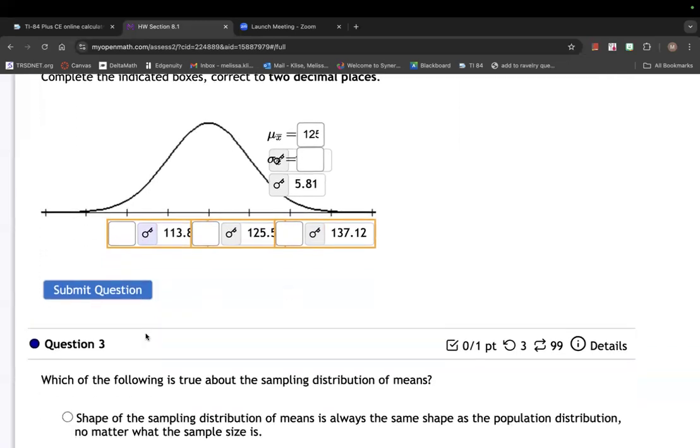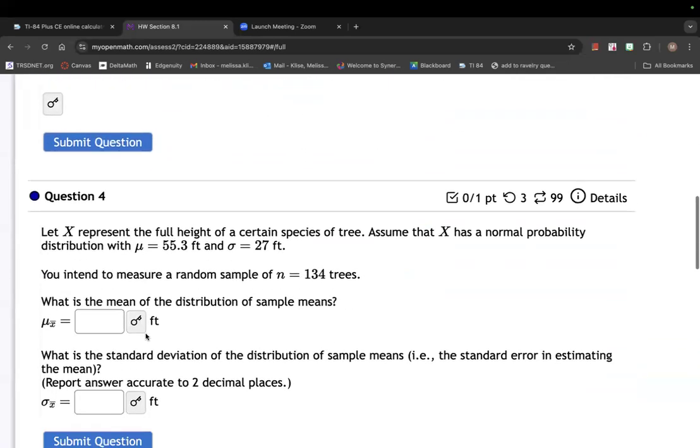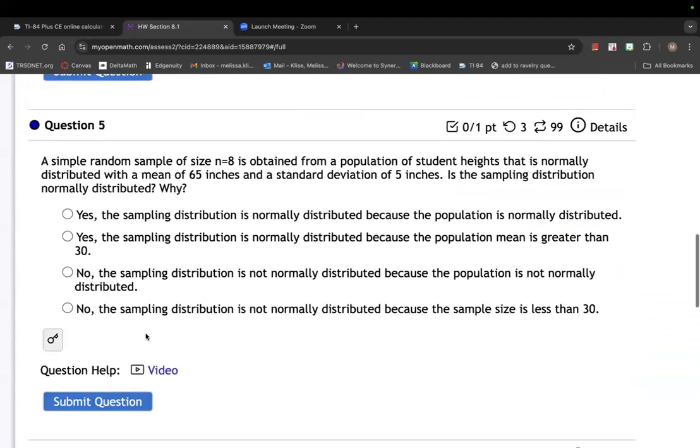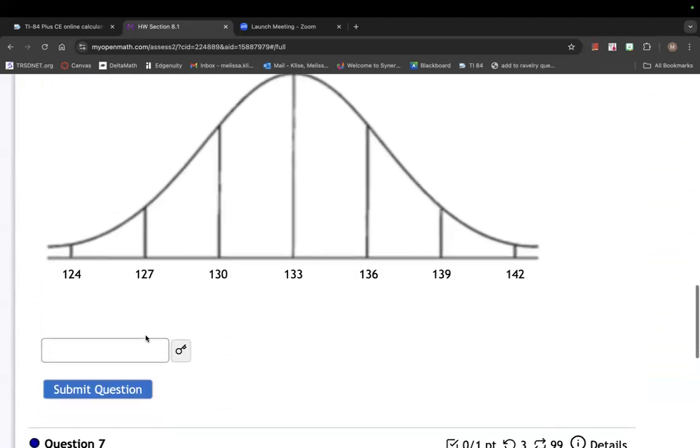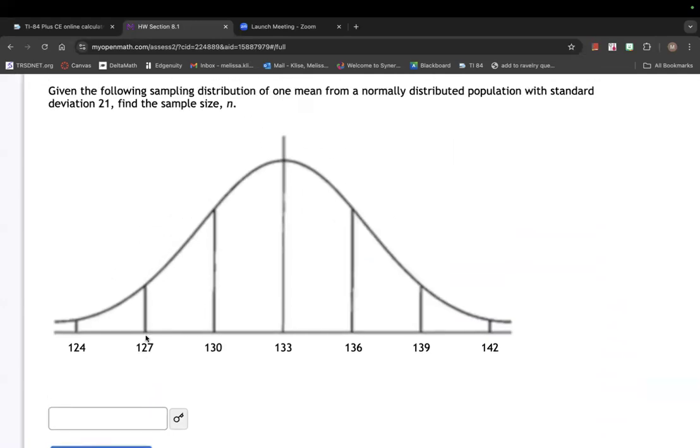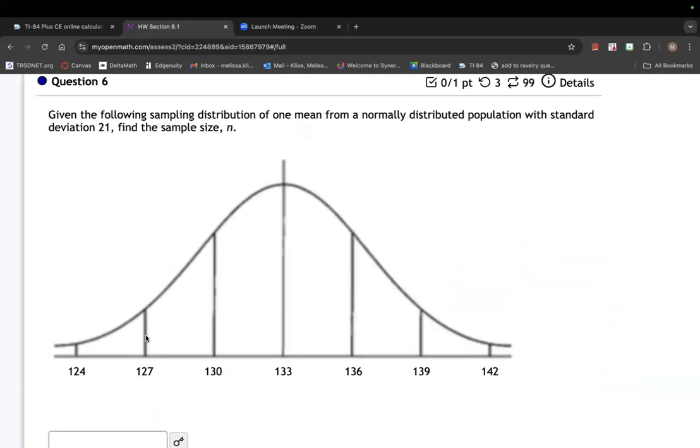I'm going to scroll down because that's not the problem that I was talking about. Where is it? This one, this is the one right here. Okay. All right. So this right here, this is your sampling distribution. So this has your new standard deviation represented in the diagram. Second, I'm going to write something down here.